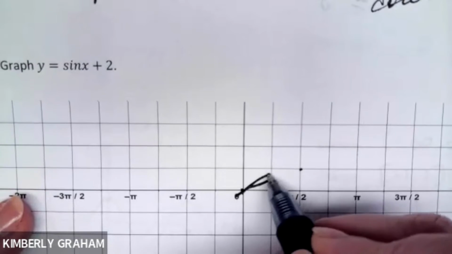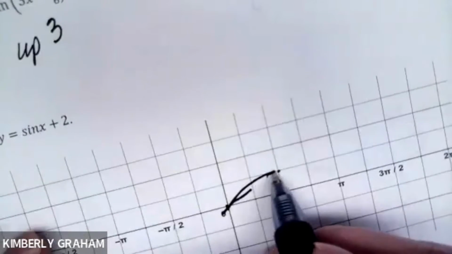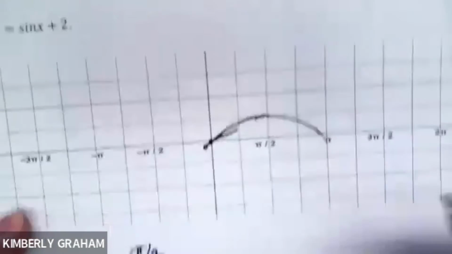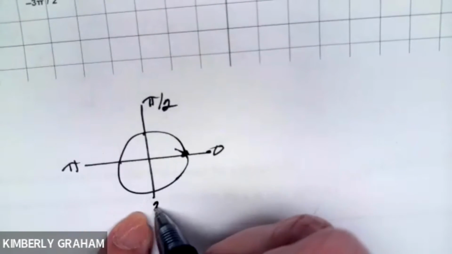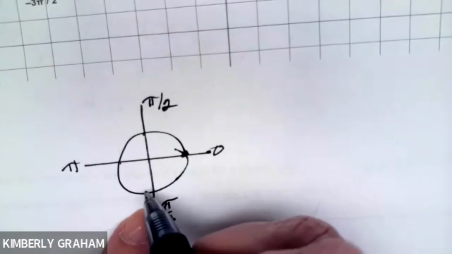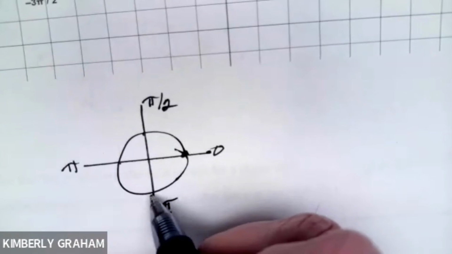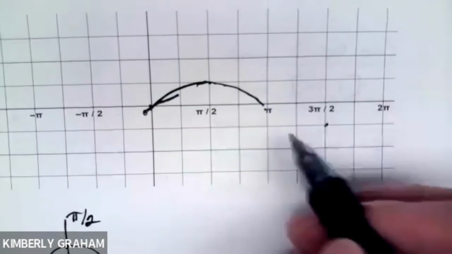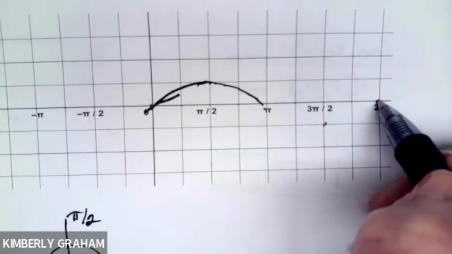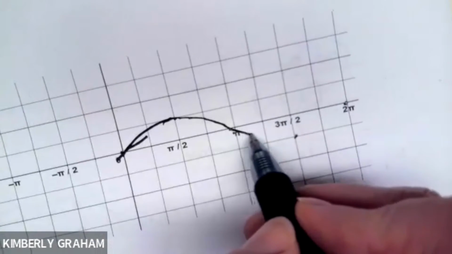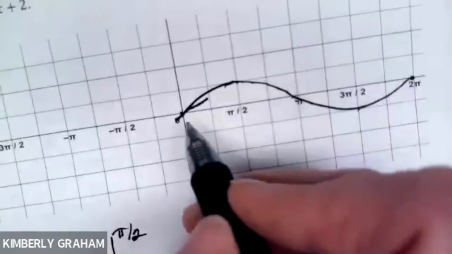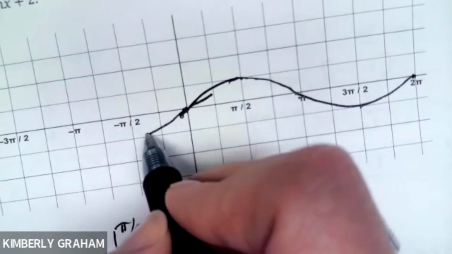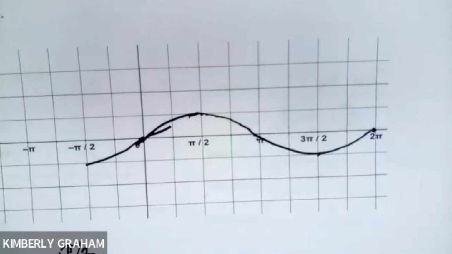So this goes up here, and then it's going to come back down to 0 here. When I'm at 3 pi over 2, my sine value, my y coordinate, is -1. So I need to be at -1 here, and then back up to 0 once I get to 2 pi. So this is what my sine equation looks like.